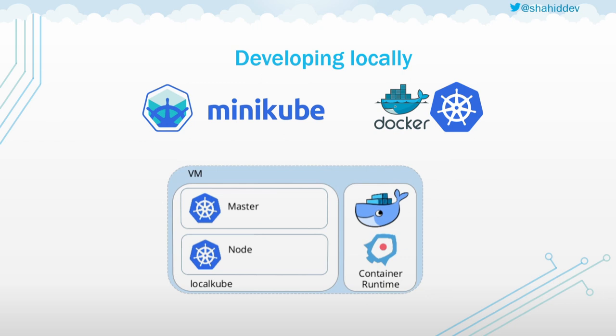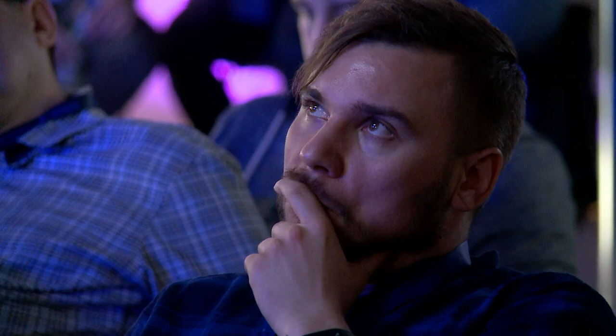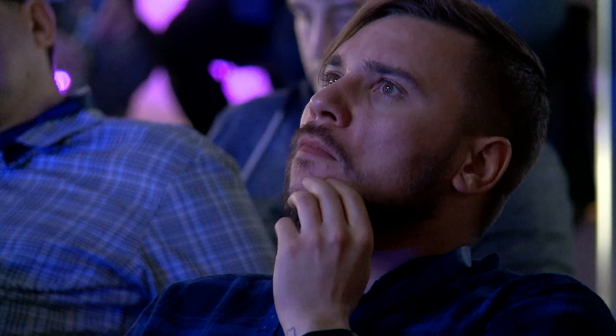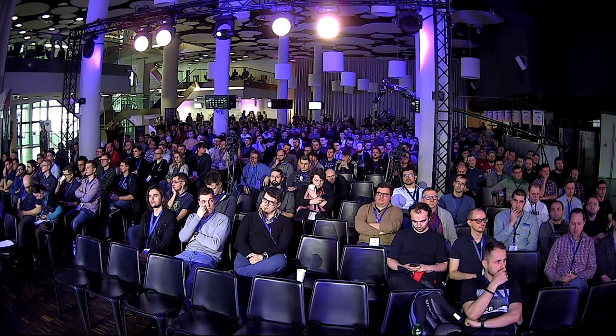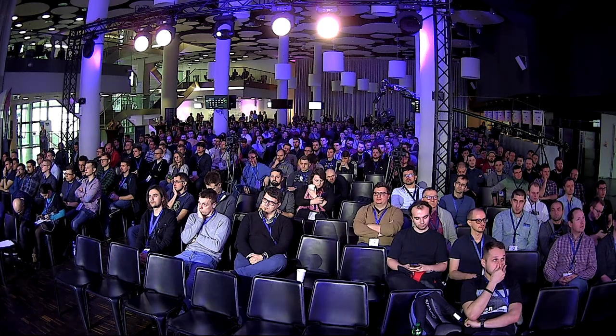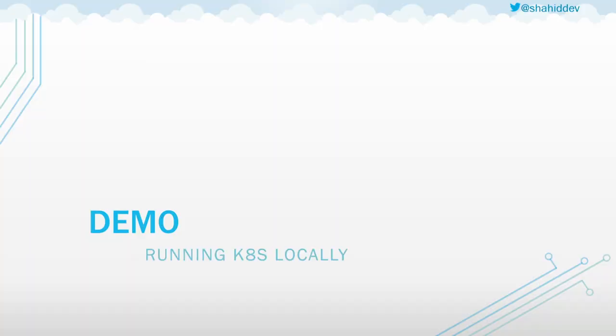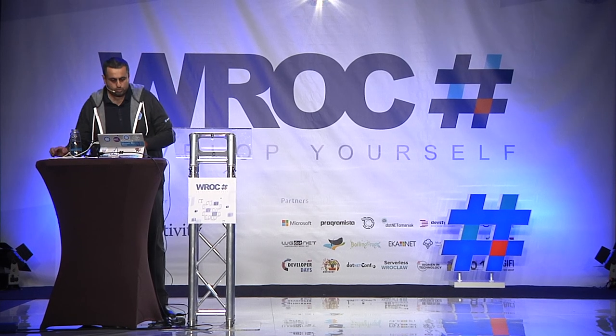In both cases, essentially they create a single node cluster using some kind of virtualization technology, typically Hyper-V on Windows. The key thing is you interact with it using the same tools as you would with any other Kubernetes cluster. You just don't get the semantics of multiple nodes and nodes failing. So let's take a quick look at deploying some applications.